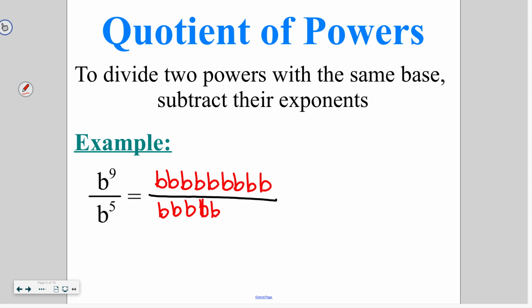So, what we have here is every time a number is divided by itself, so b divided by b, that goes to 1, or we can simply say that they cancel each other out. So b divided by b cancels out, goes to 1, and so on. What that leaves me with is 4 b's being multiplied up top, or a final answer of b to the 4th. If you look back at our exponents, I would have 9 minus 5, which gives me that answer of 4. So that is why this rule works.